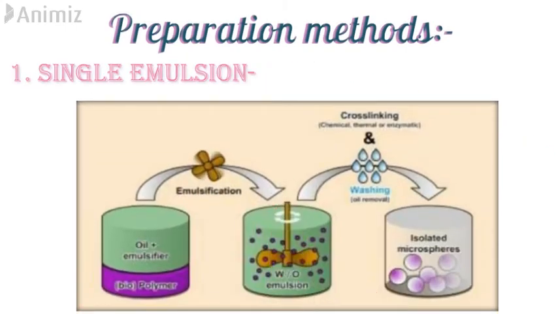Now coming to the preparation methods, the first method is the single emulsion method, in which we mix the bioactive agent, which is usually a protein, and the polymer in the aqueous phase, and we add it to an oily phase. We emulsify it by stirring or by sonication to form a water-in-oil emulsion. Then we add a cross-linking agent, which may be heat or a chemical agent like butyraldehyde or formaldehyde. Then we centrifuge it, wash it, and isolate the microspheres.